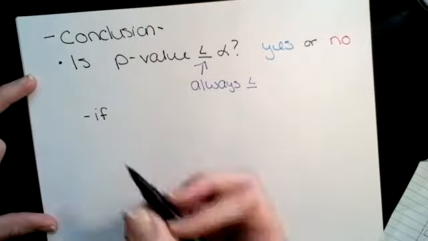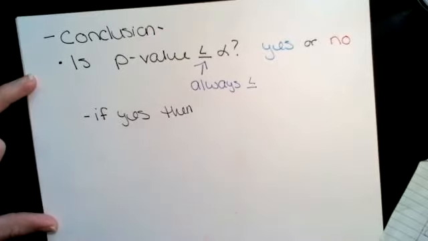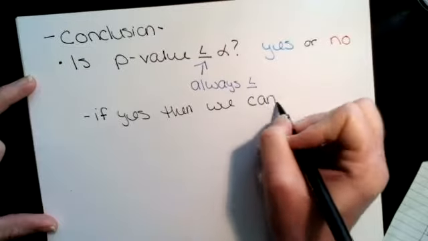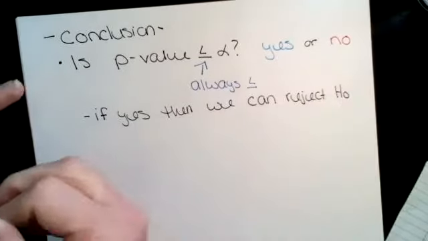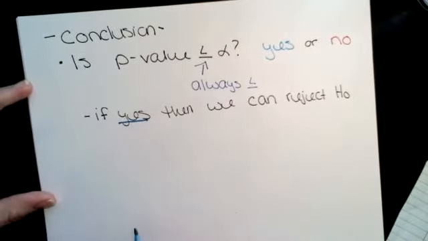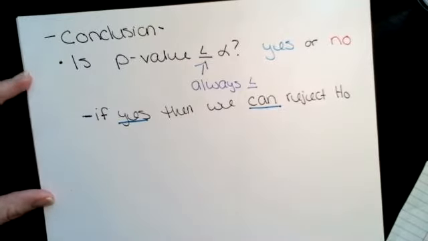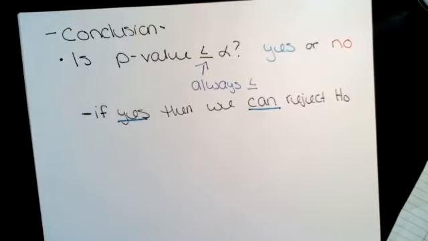Now, if we answer yes, then we can reject our null. So if we said yes, right here, then we're saying we can reject our null. We're saying our null probably is not true.